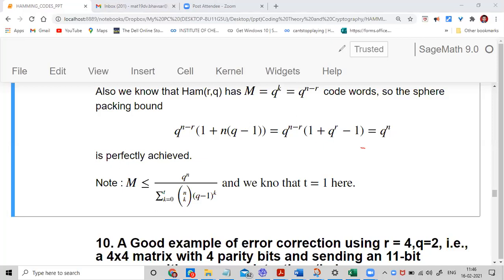See, k equal to 0 to t equal to 1. So k equal to 0, k equal to 1. When k equal to 0, I'll get nC0 into (Q minus 1) whole power 0. When k equal to 1, plus nC1 into (Q minus 1). But now I am in the binary code. What is the Q value?